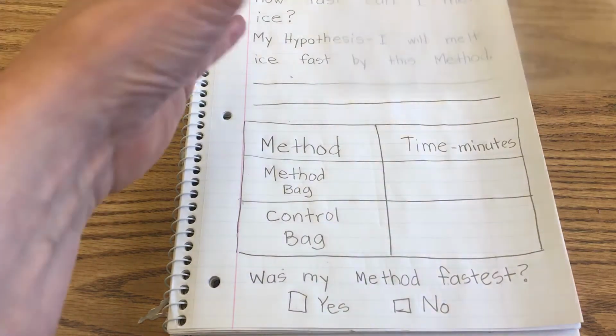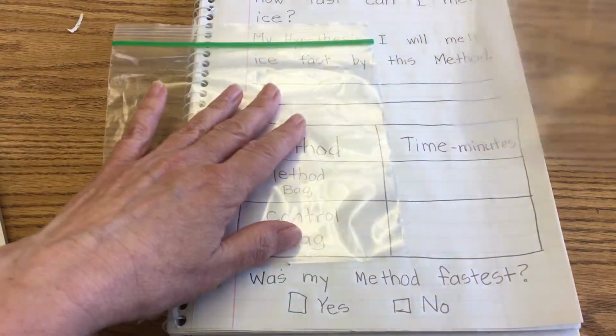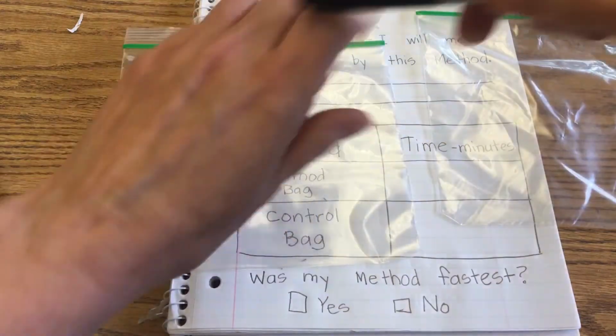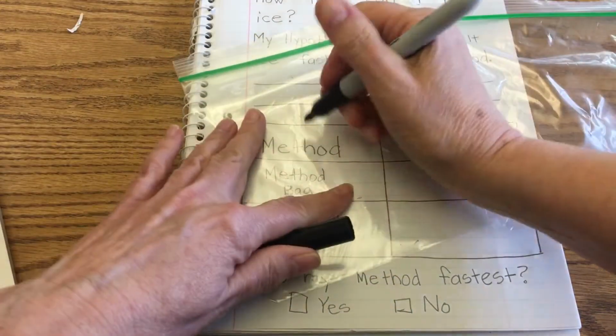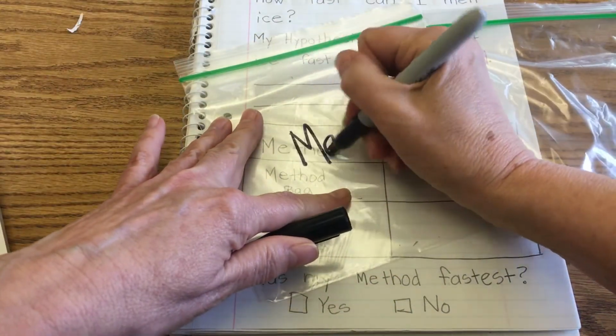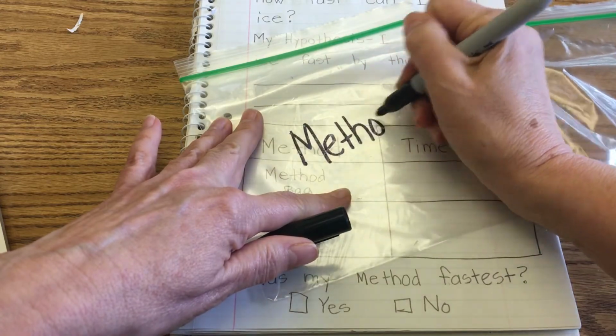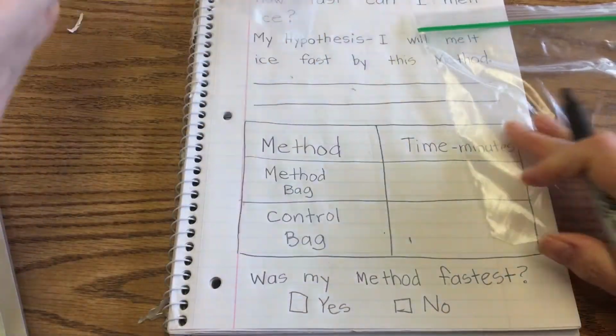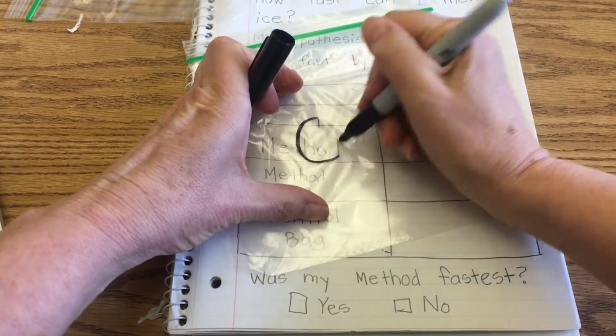So you need to get 2 Ziploc bags, and here's what you're going to do. With a Sharpie marker, and your parents can help you, on one bag write method, and on the other bag write control.